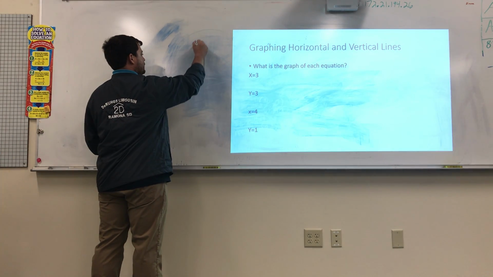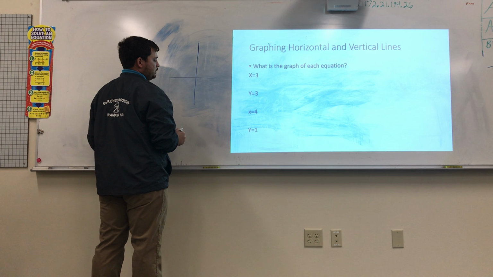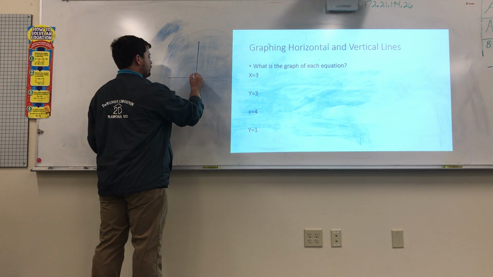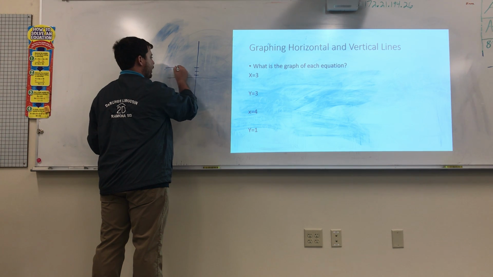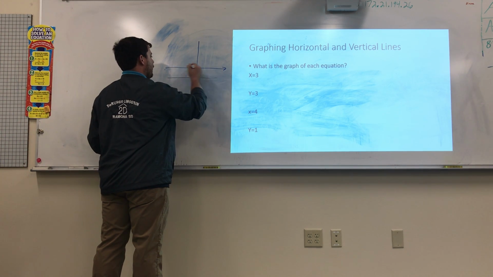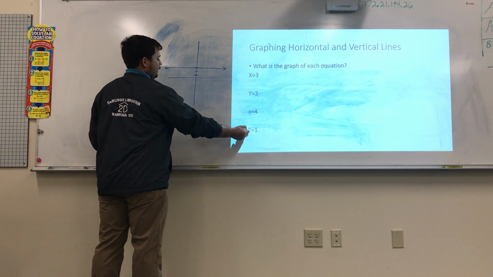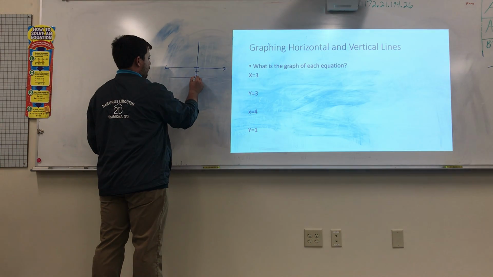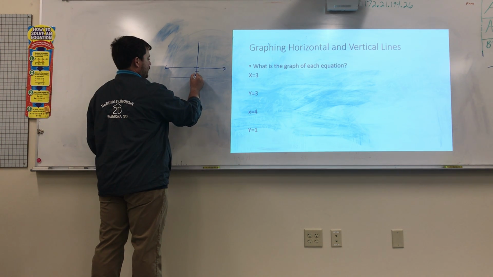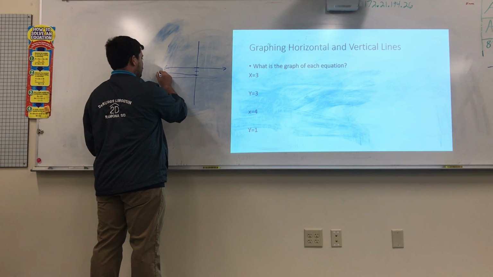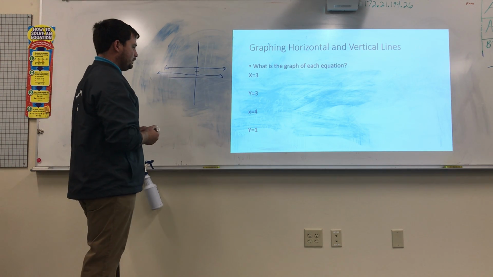Okay? Y equals 3. Well, y, this is my y, 1, 2, 3. That would be my line, that would say that. Y equals 1 on the last one. Y is my vertical axis. I go up 1. This is where y will always equal 1 on that line.